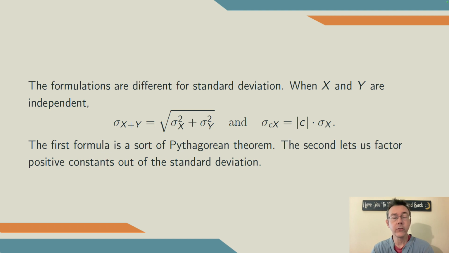There are formulas for standard deviation as well. When x and y are independent random variables, you can find the standard deviation of the sum of those two random variables by doing a sort of Pythagorean theorem on the individual standard deviations, squaring them each, adding them up, taking the square root. Also, if you want to find the standard deviation of a constant times a random variable, you can factor that constant out as long as you take the absolute value, basically making it positive. And that's reflecting the fact that standard deviation always has to be positive, but the constant doesn't necessarily have to be.